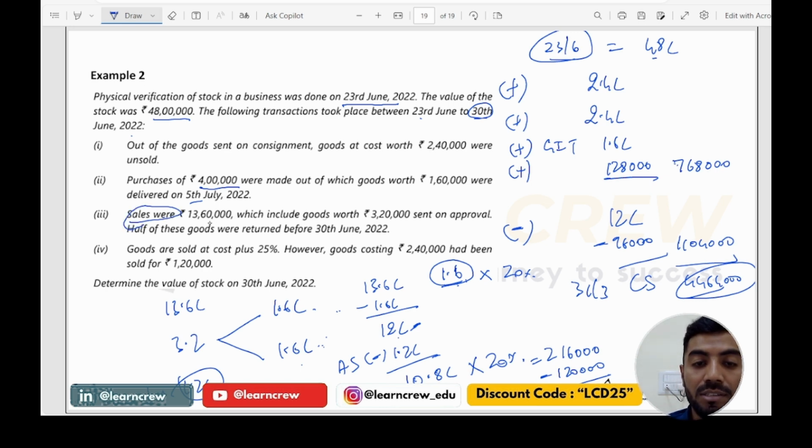Here are two adjustments. One is we have goods returned back, which were sent on approval. And also we have abnormal sales. Those two adjustments to be taken into consideration. First is the 1,20,000, second is the 96,000. Those two effects, you'll be getting the results. Okay. I hope this topic is clear for you guys. Thank you all.